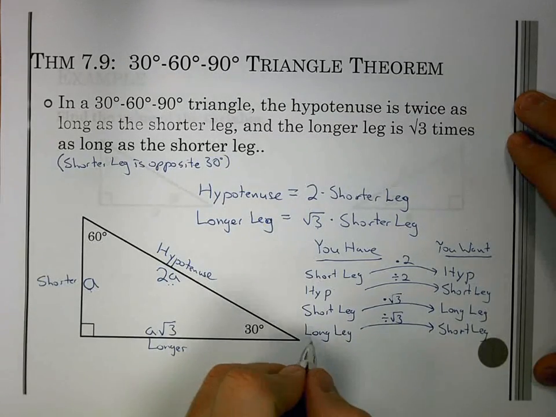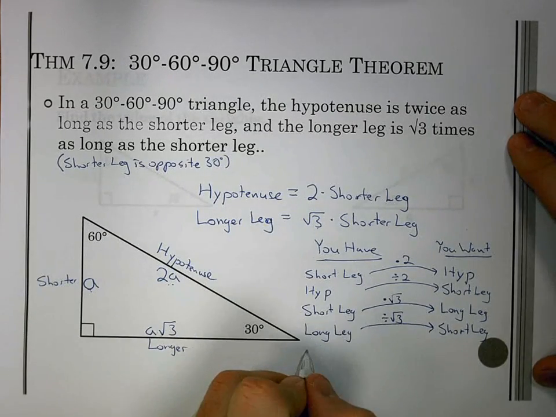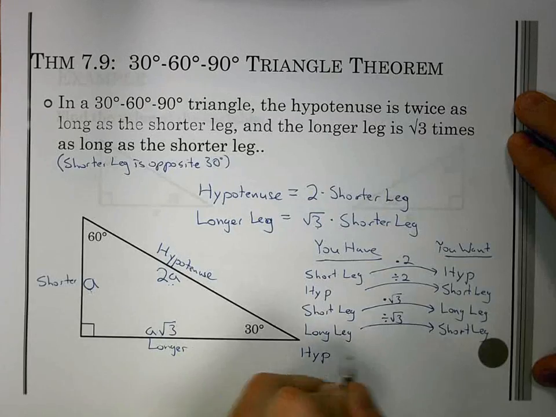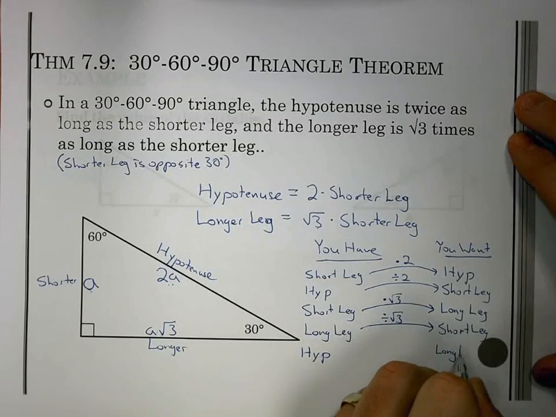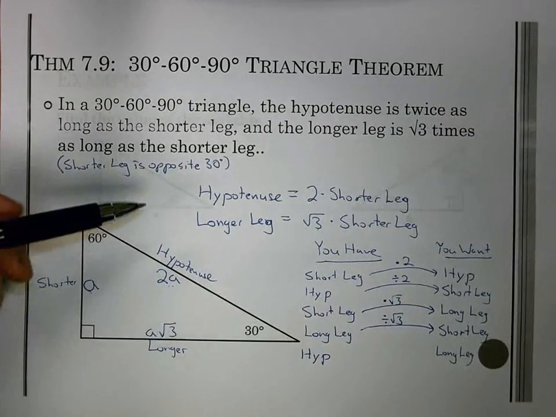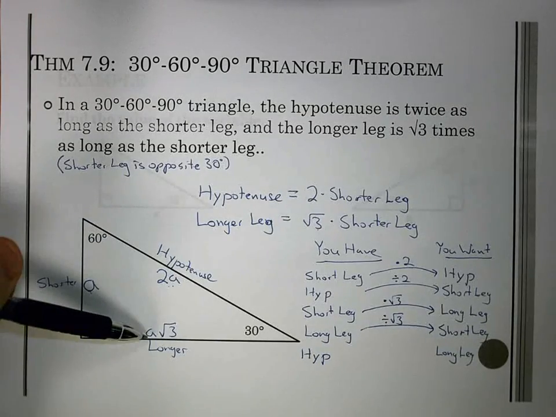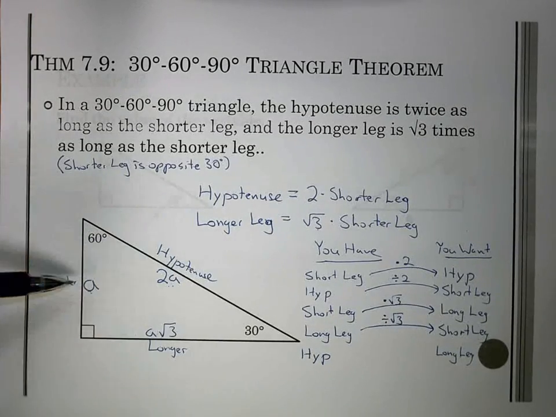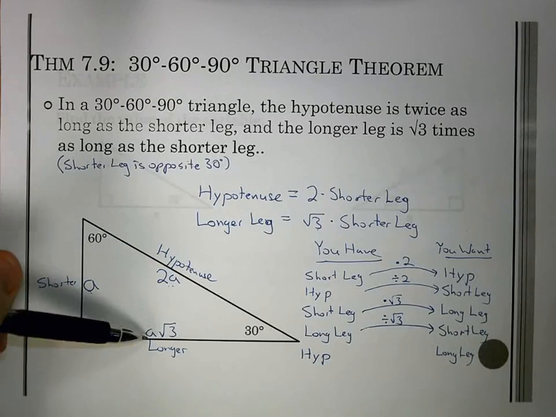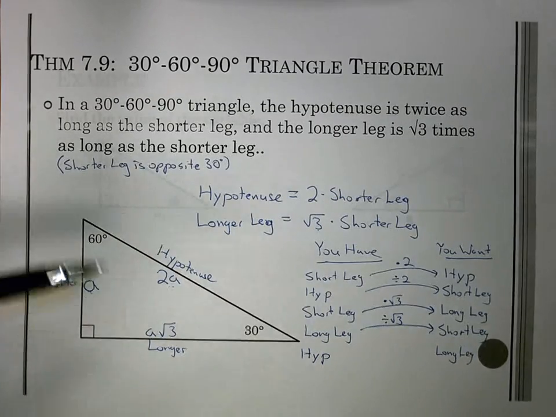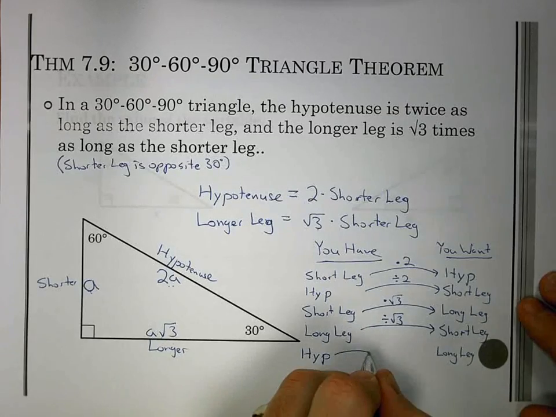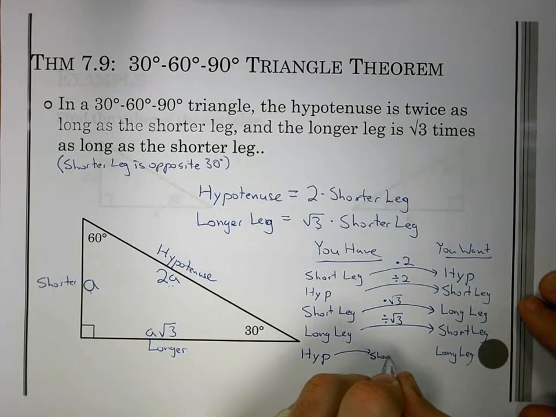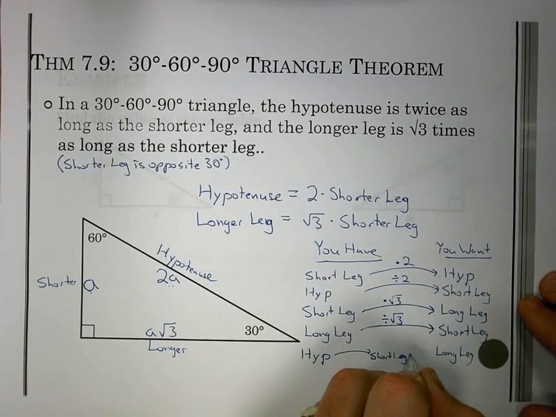So let's first say we're at the hypotenuse, and we want to go to the long leg. Now, do we have a rule that lets us jump from here to here? We haven't yet. It all goes back to the shorter leg. So we have the hypotenuse. We want the longer leg. We're going to go in this direction. So first thing we have to do is go to the short leg. And then we're going to go to the long leg.